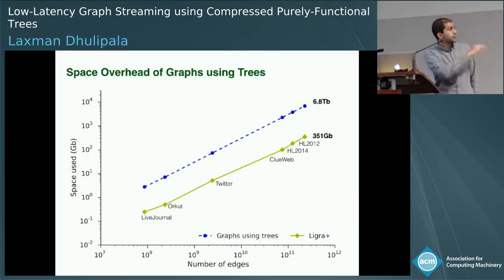On the other hand, representing them using purely functional trees requires 6.8 terabytes of memory, which is a 19.6x overhead in space. And so it becomes quite unfeasible to represent this graph on a single machine unless you're willing to spend a lot of money on RAM.